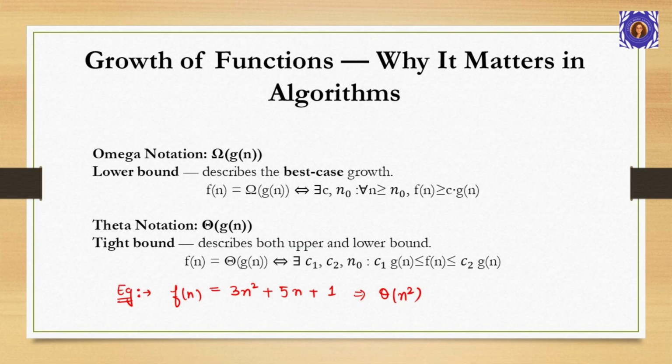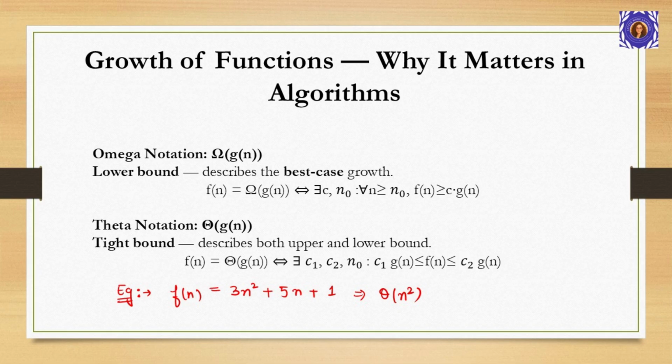Omega notation, written as omega of g of n, gives us the lower bound, the best case growth rate. We say f of n equals omega of g of n if there exist positive constants c and n naught such that for all n greater than or equal to n naught, we have f of n is greater than or equal to c times g of n. This tells us that our function grows at least as fast as g of n.